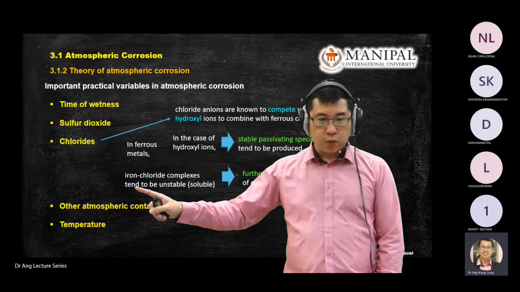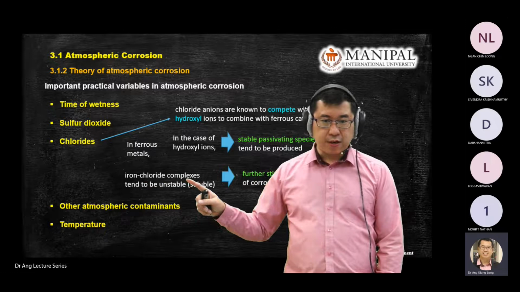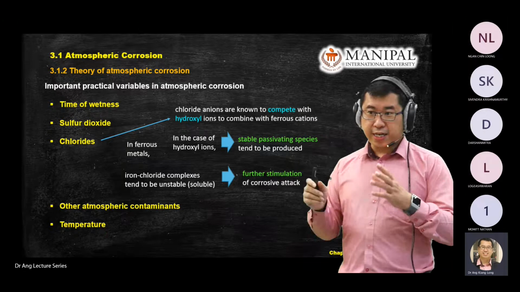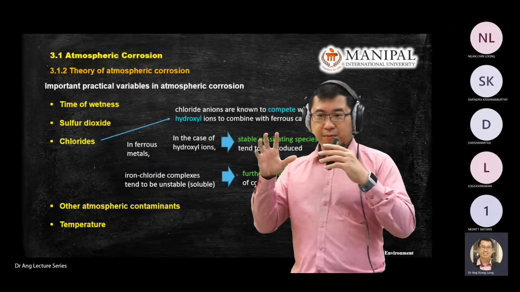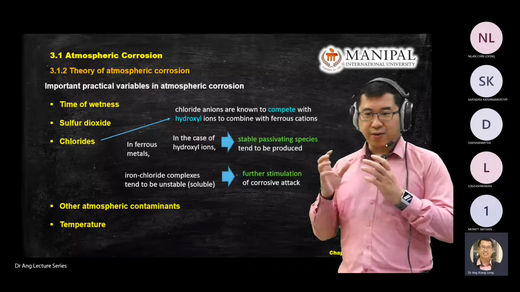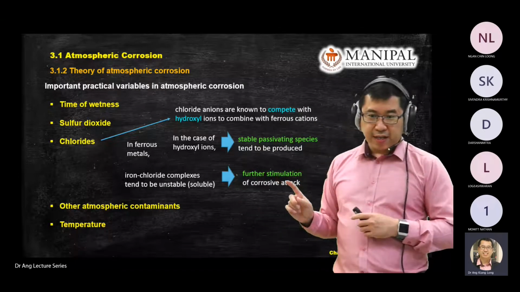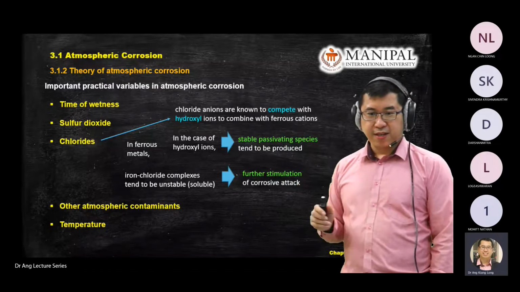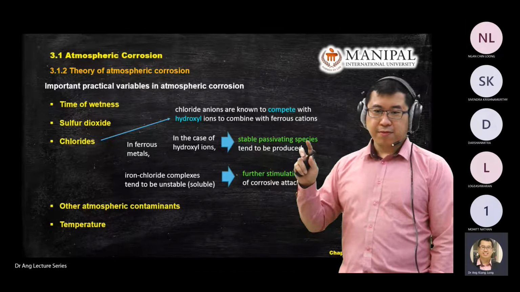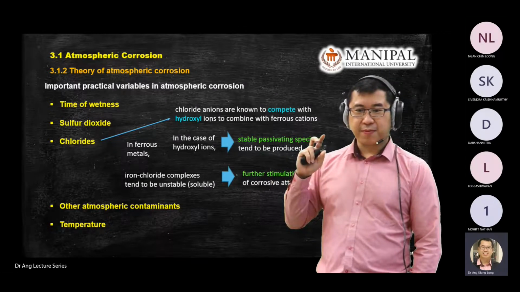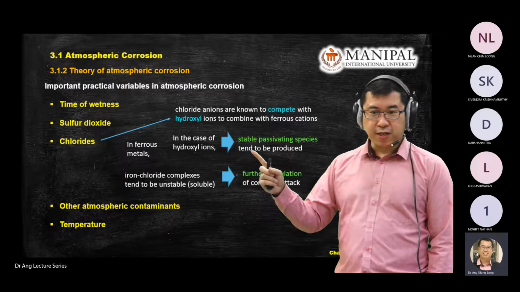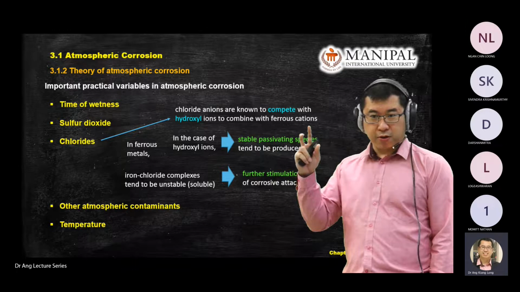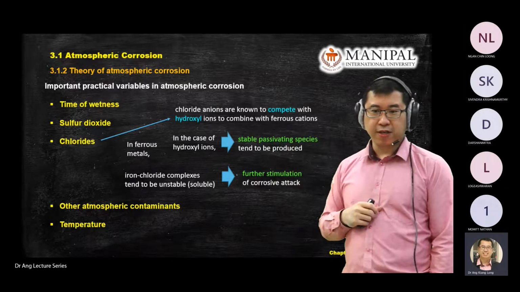When you have chloride ions soluble, you imagine NaCl combined with the moisture, with the water, then it will help the corrosion attack. Right? So OH negative is actually a good thing to see, because it tends to form stable products that somehow protect the metal or alloy surface.